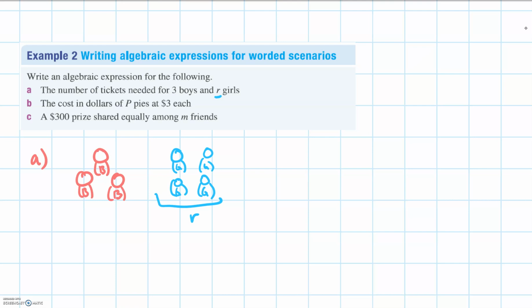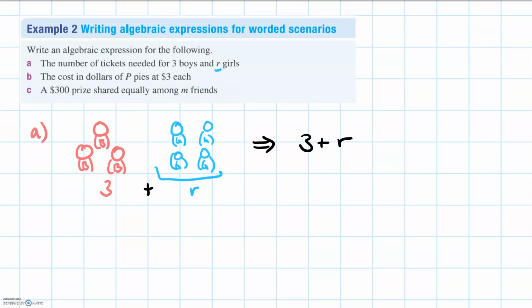So if I want to find how many tickets I need all together here, what am I going to do? Well, as you can see, I'm going to need to add the 2 together. So for this algebraic expression, I need to go 3 plus R. Is everyone cool with that? Okay.